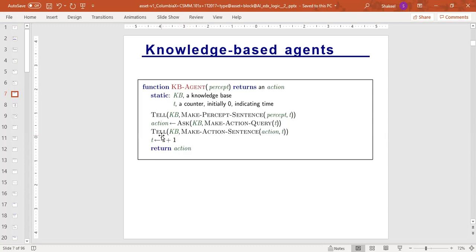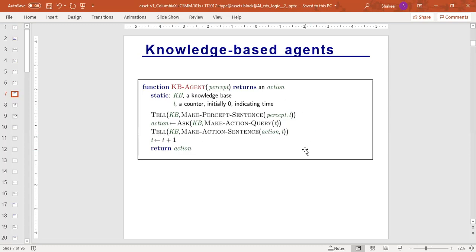The third component is to tell the database what action the agent chose. So from the program of the agent and from the prior knowledge and the new percept, we have some decision about what action to take, and this will be added to the knowledge base, right? So the process will repeat as time goes on. This is the general structure of the agent.